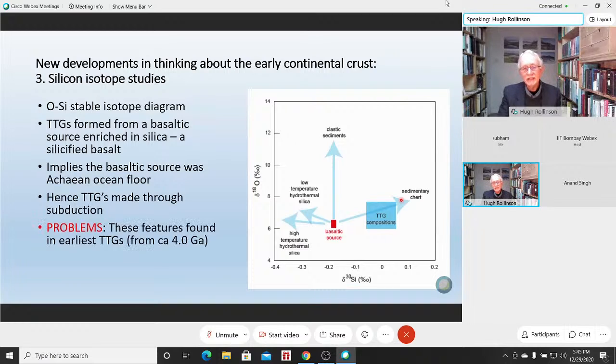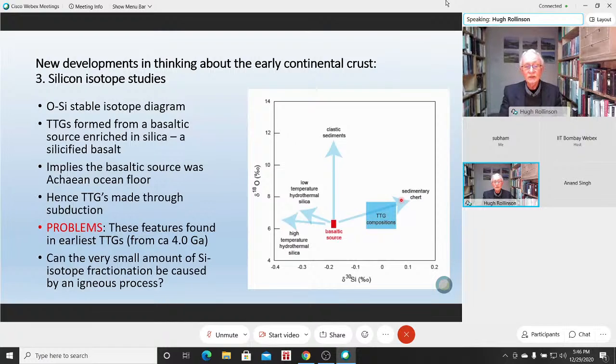However, in my view, there are problems with this, because this feature is found in Archean TTGs right throughout the Archean and into the Hadean, implying this process was widespread, which implies that subduction took place throughout the Archean and from the Hadean. And in my mind, that is highly improbable. So we are left with the question, could this fractionation be produced by some other, maybe igneous related process, rather than the mixing process which is advocated?